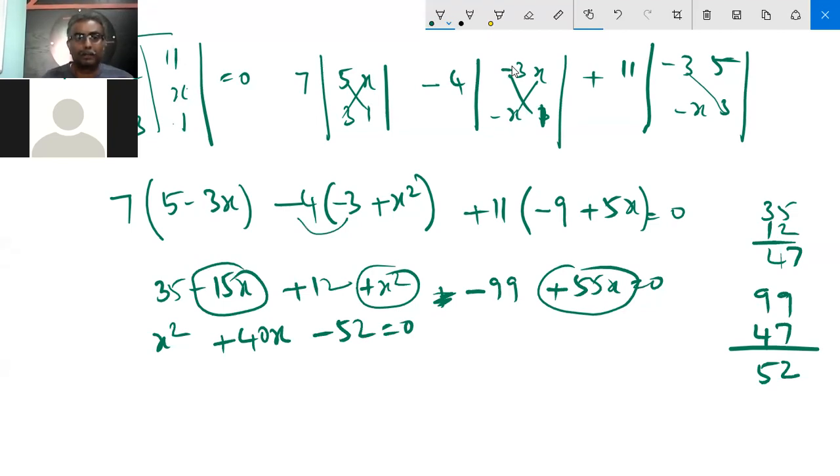Everything is correct, no? No. 7 into 3 is 21x. So 55 minus 21 is 34x. All right. So x squared plus 34x minus 52 is equal to 0. How can we do that? 3 into 13, 4 into 13.